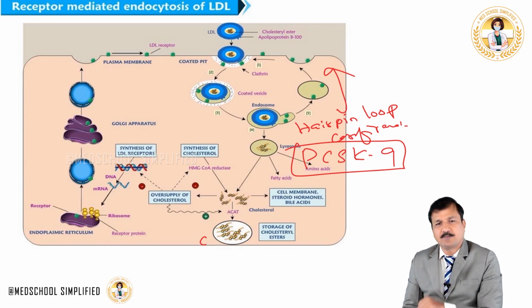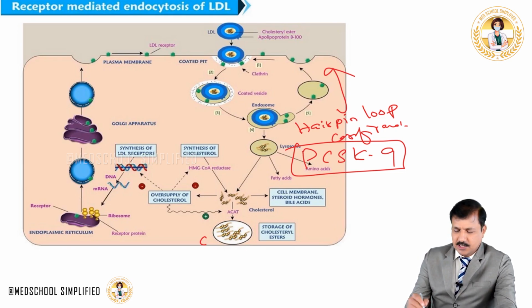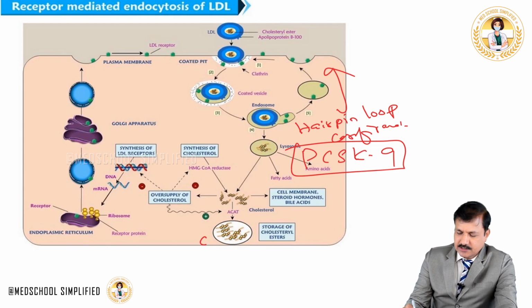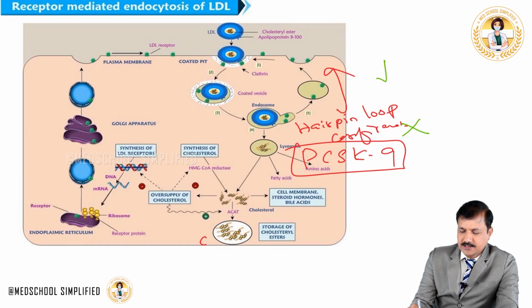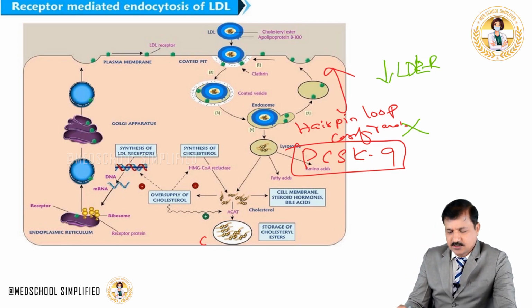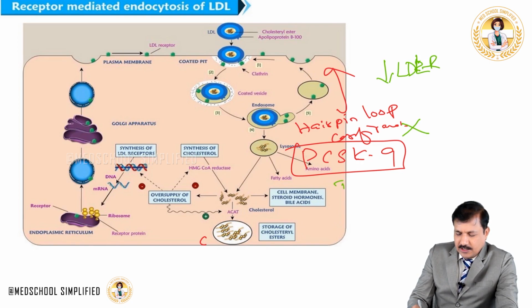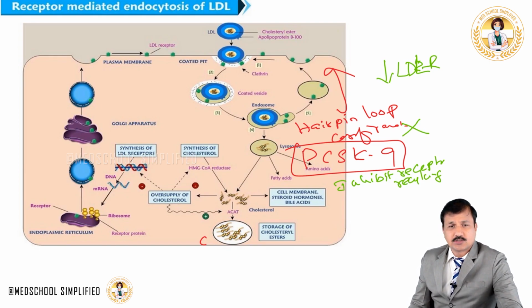So presence or expression of PCSK9 in any person will lead to hypercholesterolemia. Why? Because PCSK9 molecules will inhibit hairpin loop conformation of LDL receptors, thereby they decrease the expression of LDL receptor over the cell membrane, because that receptor recycling is inhibited. So basically PCSK9 molecules inhibit LDL receptor recycling over the cell membrane. That's what PCSK9 molecules will do.